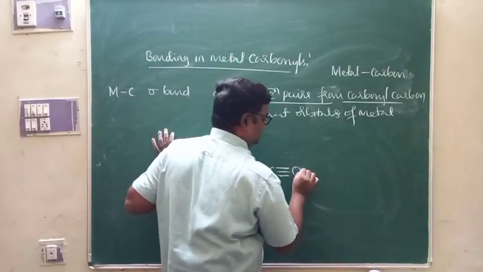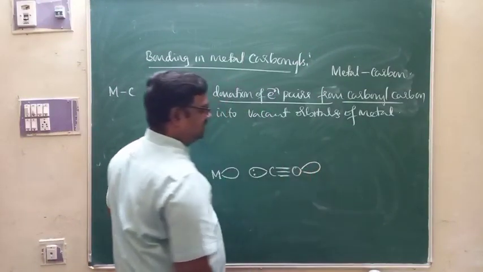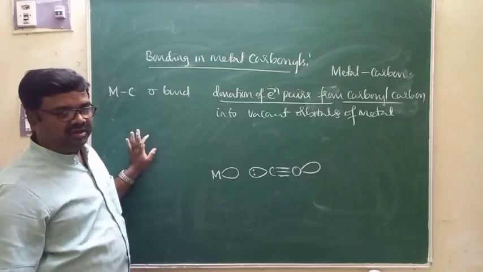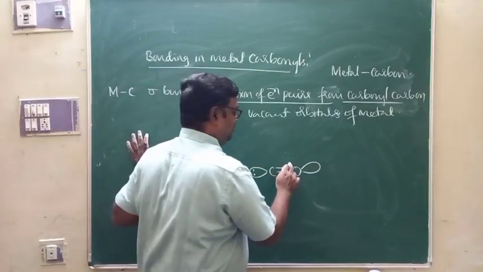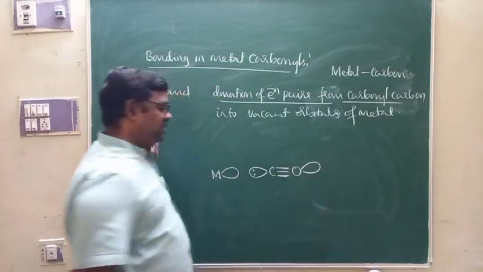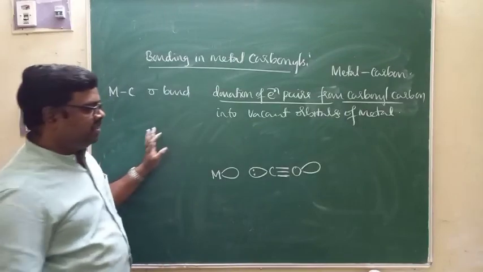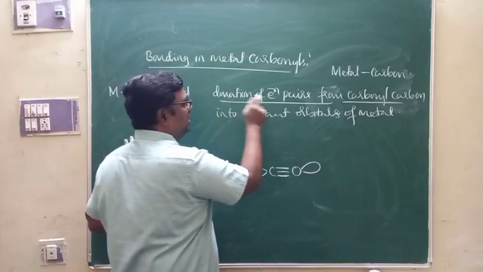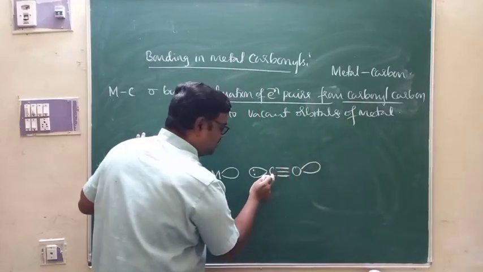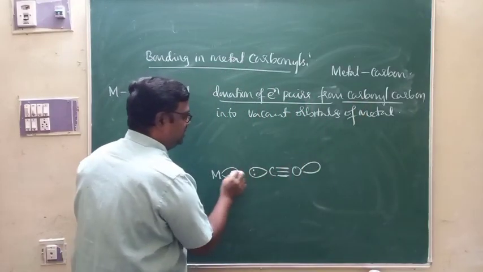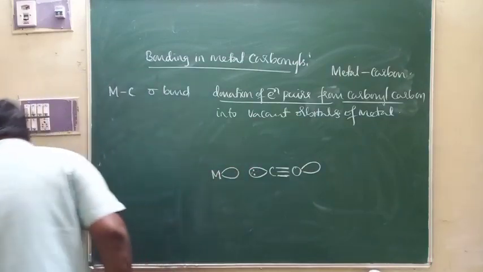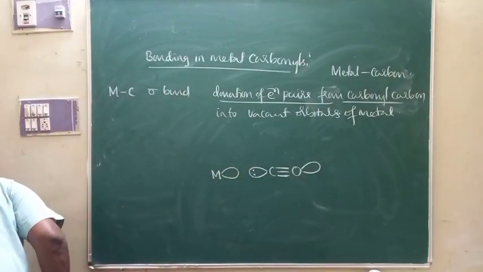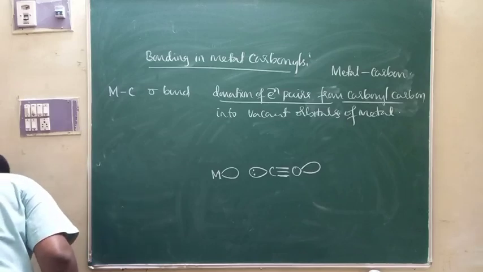Generally we call them sigma orbitals, right? Generally it is called sigma molecular orbitals, because a molecule of carbon monoxide is characterized by sigma molecular orbitals as well as pi molecular orbitals. This metal to carbon sigma bond is produced by the donation of electron pairs from carbonyl carbon into the vacant orbitals of the metal ion.